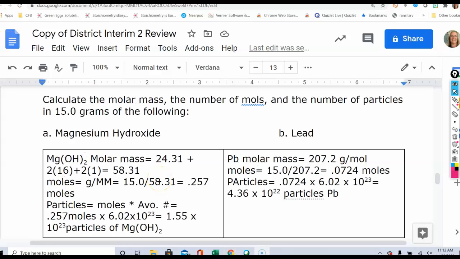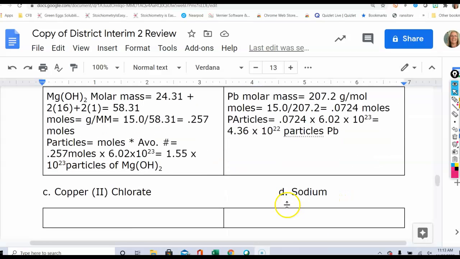Okay, once I calculated that, I got 4.36 times 10 to the 22 particles of lead. So we're going to go through and do that next on the copper 2 chlorate. I'm going to repeat all those processes again. First thing I have to do is write copper 2 chlorate correctly by crisscrossing my charges.